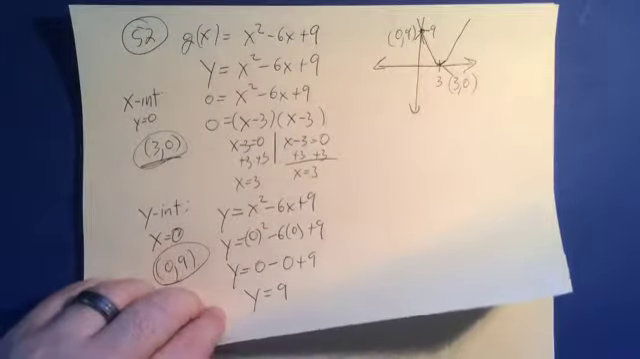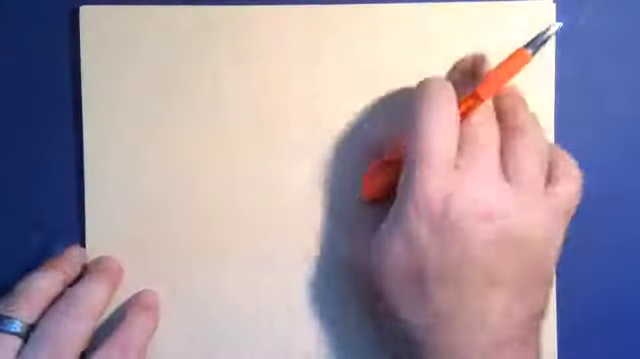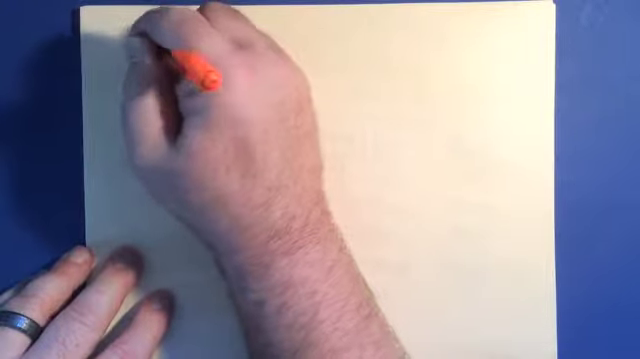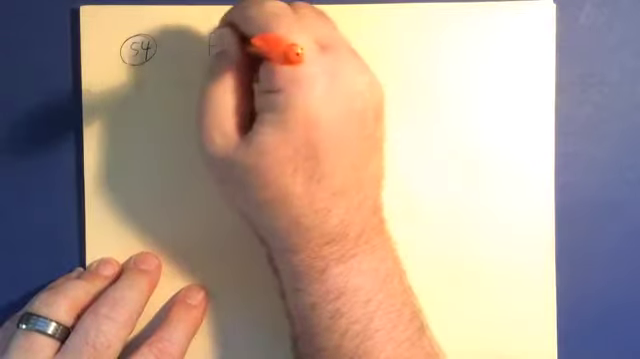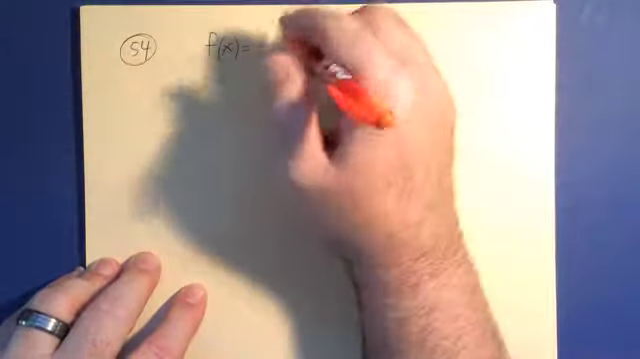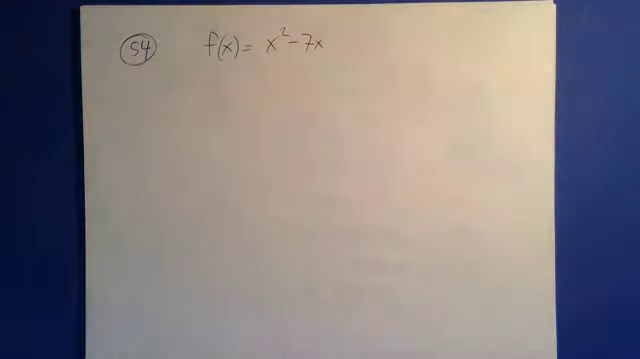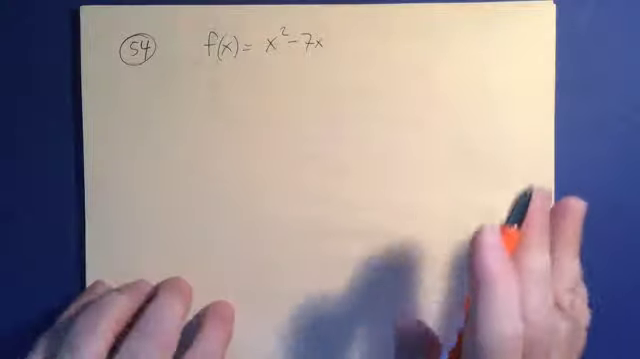I'm going to go ahead and do a couple other questions to hone your skills on this a little better. So let's go ahead and take a look at 54. 54 is a little bit unusual, but nothing that can't be done. So for 54, we have the function f of x is equal to x squared minus 7x. I say this is a little unusual because even though this is one that can easily be solved by factoring, we don't encounter this type of factoring much.